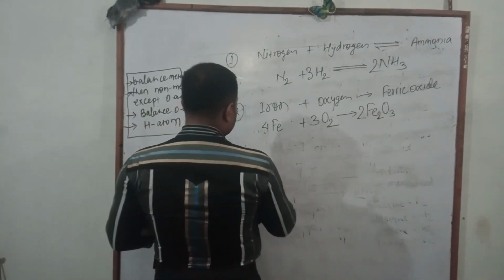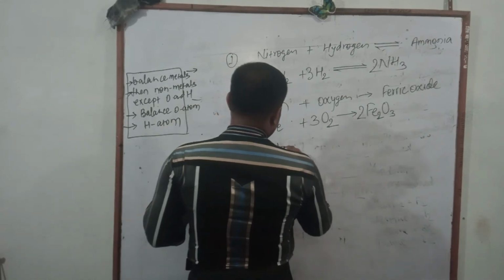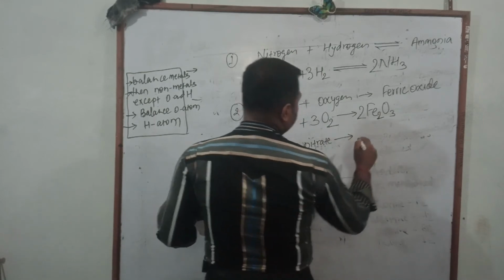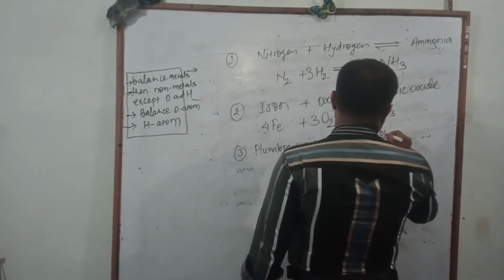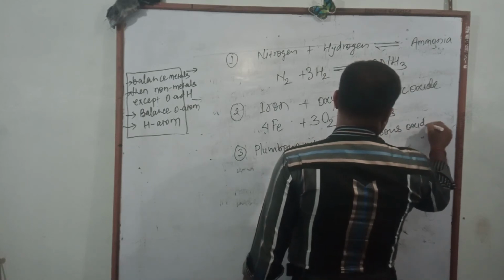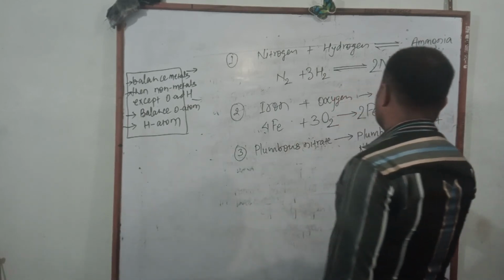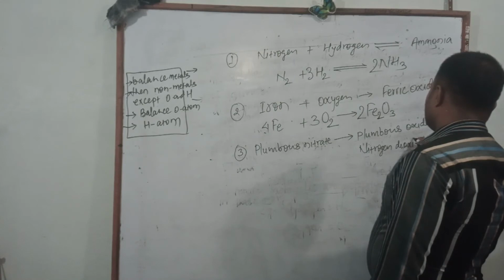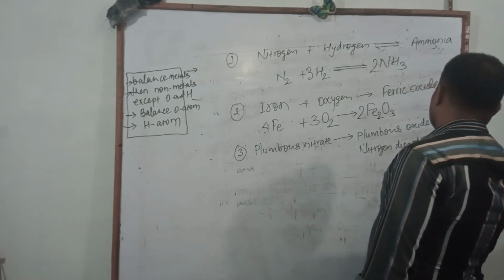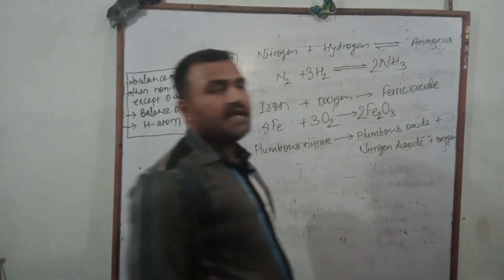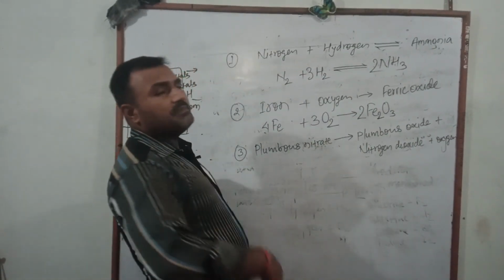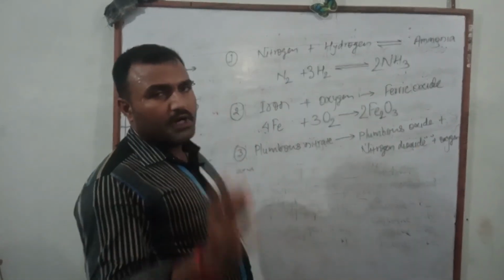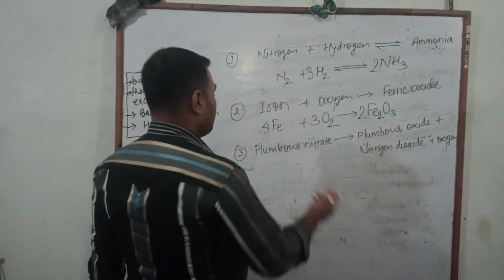After that, the third one: plumbous nitrate gives plumbous oxide plus nitrogen dioxide plus oxygen. To write a balanced chemical equation, an equation or chemical change must be given. Then we firstly convert the chemical change into a word equation, then the word equation into a formula equation.